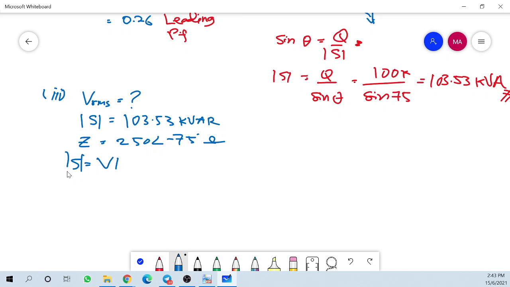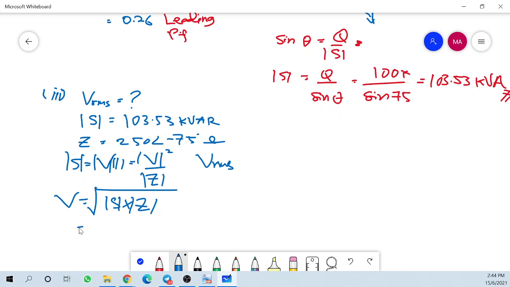This is actually the magnitude: the magnitude of V times the magnitude of I. In other words, we can write V squared divided by Z. We have S, we have Z, and we need to determine V squared. This V is actually VRMS. So V equals the square root of S magnitude times the magnitude of Z.